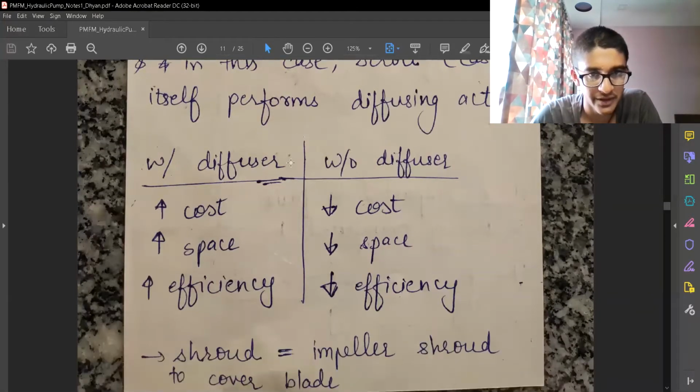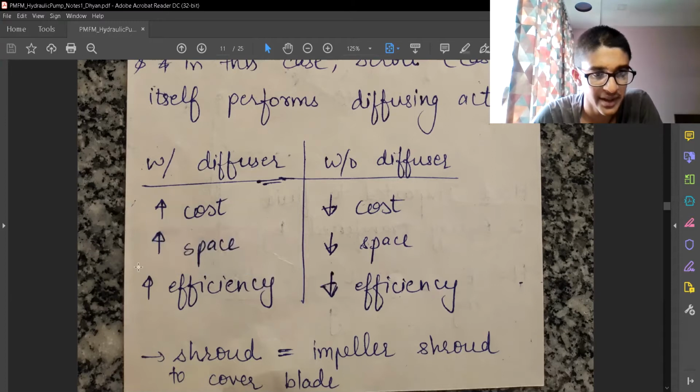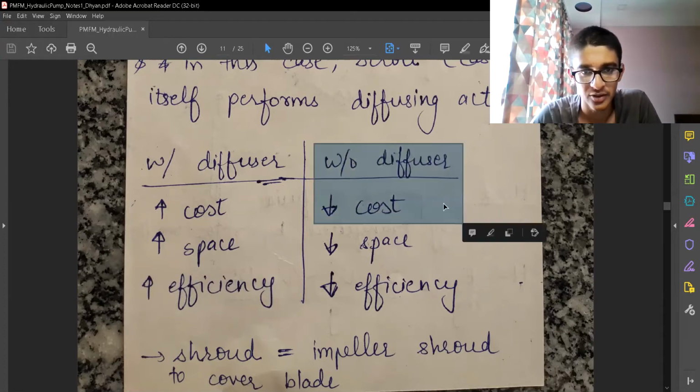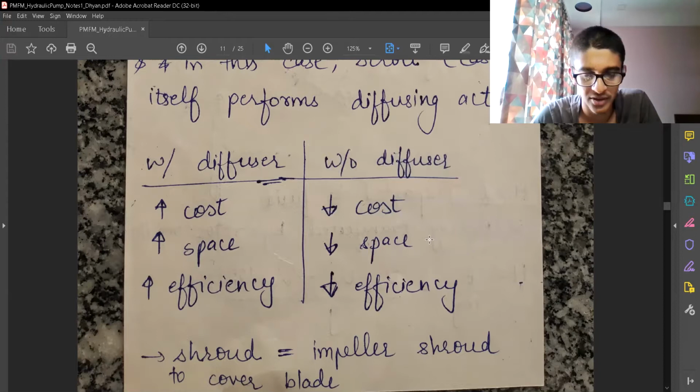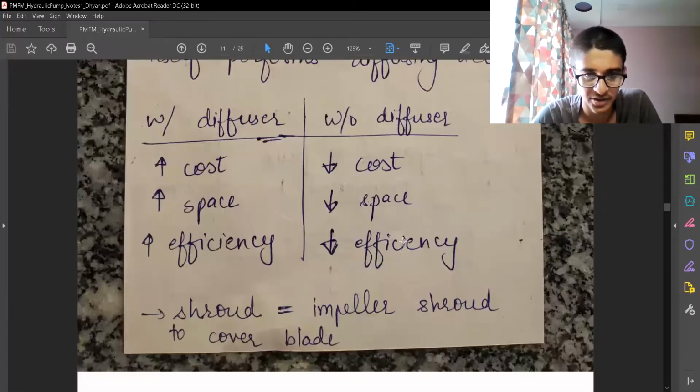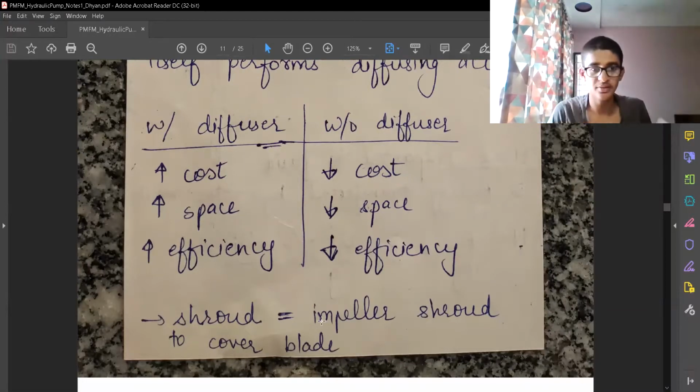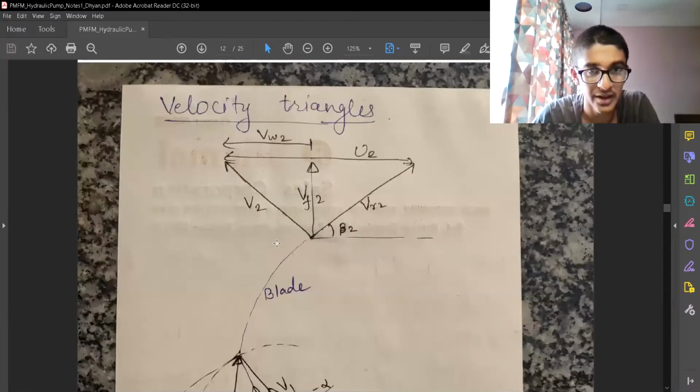So when we have a diffuser specifically, it increases the cost because we are increasing the part. It needs some space, and it increases the efficiency of conversion of kinetic energy to the pressure energy. If we do not use diffuser, the cost will be decreased, and less space is required, but efficiency also reduces. Shroud is another term. Shroud is also some kind of covering to a blade provided, so we have better flow. Now from the next video, we'll look at velocity triangles.